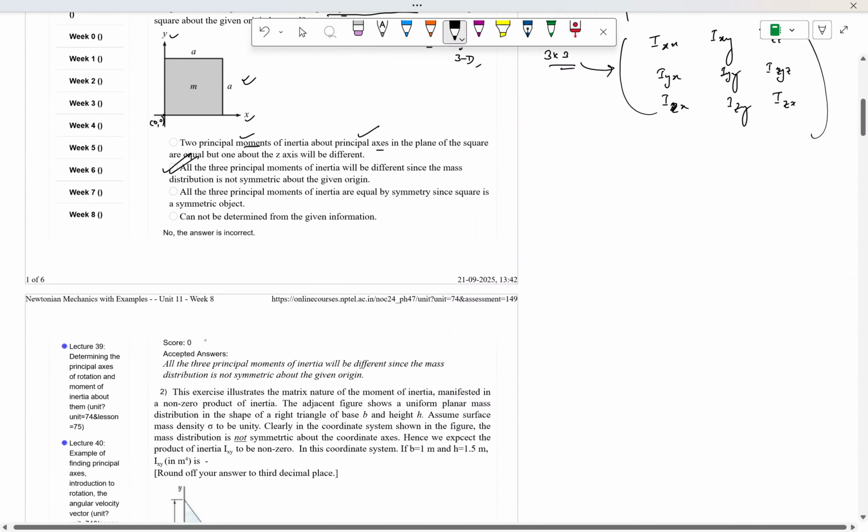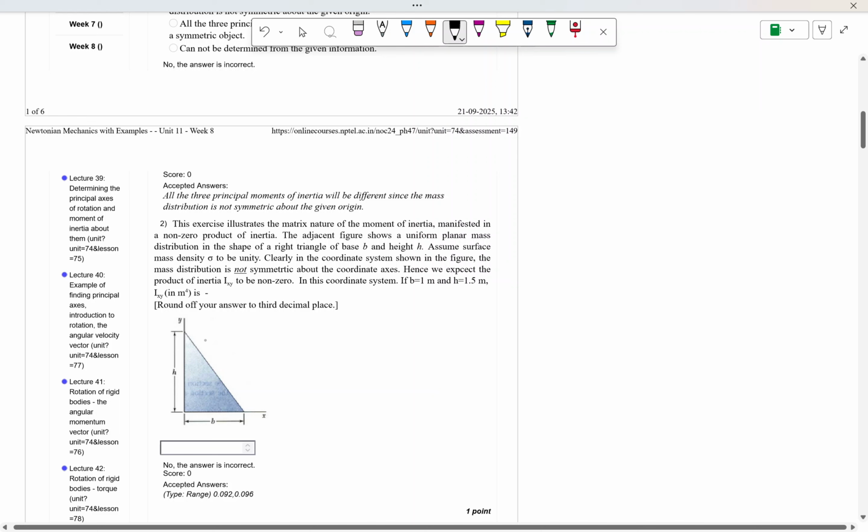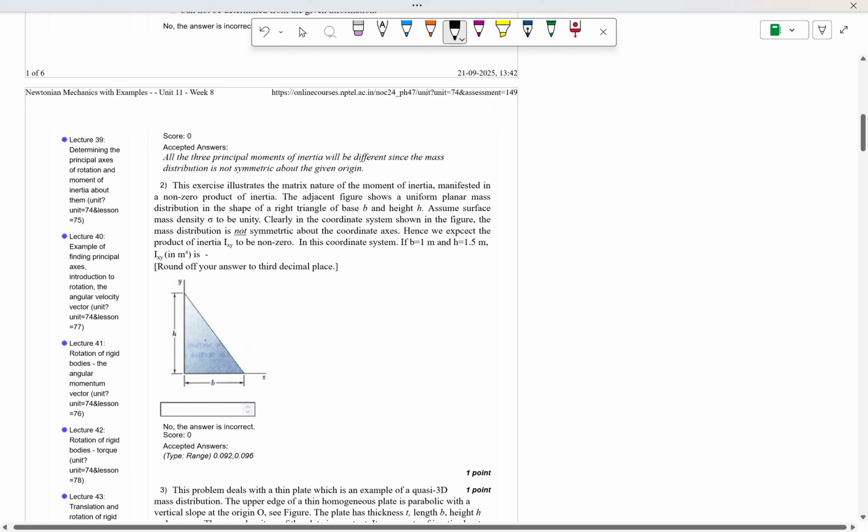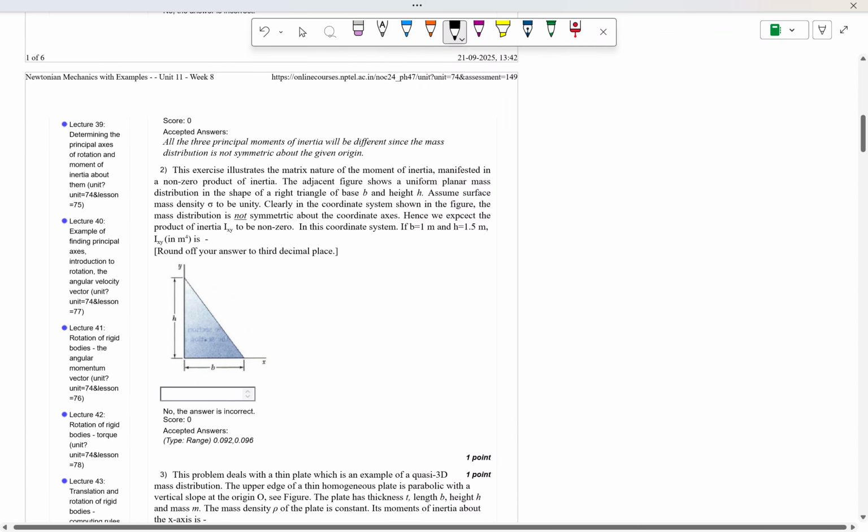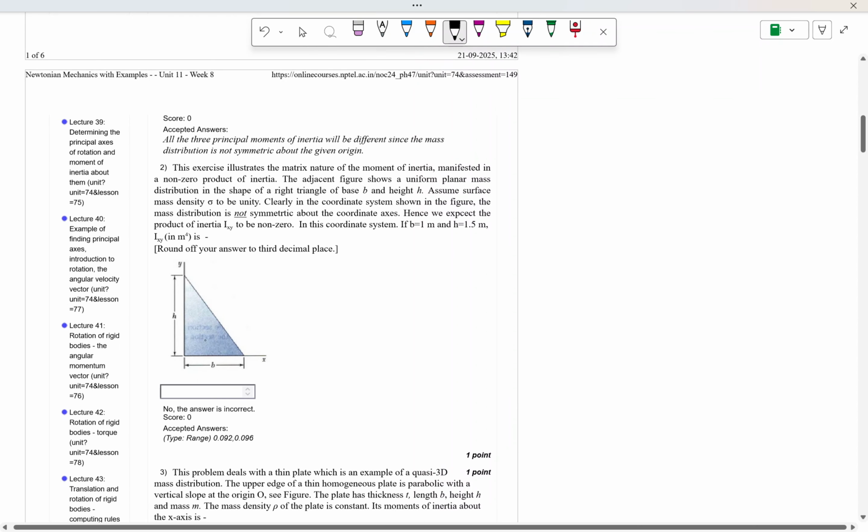Okay, so this question is done. Let us move on to the second question. The second question says that this exercise illustrates the matrix nature of the moment of inertia manifested in a non-zero product of inertia. The adjacent figure shows a uniform planar mass distribution in the shape of a right-angled triangle of base b and height h. Assume surface mass density sigma to be unity. Clearly, in the coordinate system shown in the figure, the mass distribution is not symmetric about the coordinate axis. Hence, we expect the product of inertia Ixy to be non-zero.